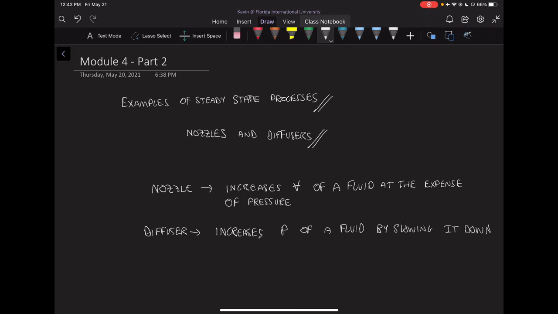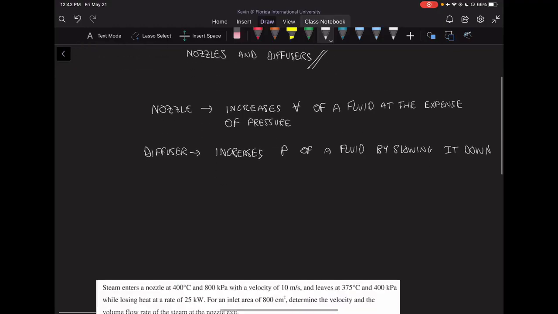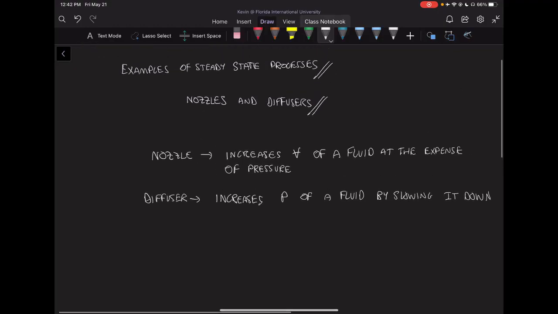And what a nozzle and diffuser look like are the following ways. So a nozzle looks something like this, where we have some flow of air going in and some flow of air going out, and this has a velocity at the inlet, a velocity at the exit. And we can define our control volume as a control volume that looks something like this. So it encompasses the whole nozzle, and we have some flow in and some flow out.